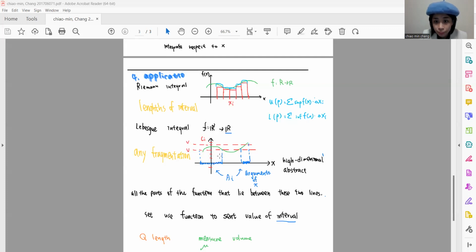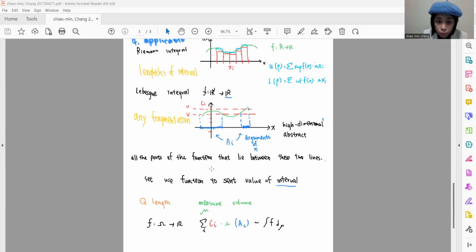detail, right? So it's high dimension and includes the obstruct in the X. But the Y, they are the same in the real line. So for all parts of the function, the line between the two lines will calculate all of them. We use the function to send the value into the interval. So as I mentioned before, the length and the measure value are very, very important.